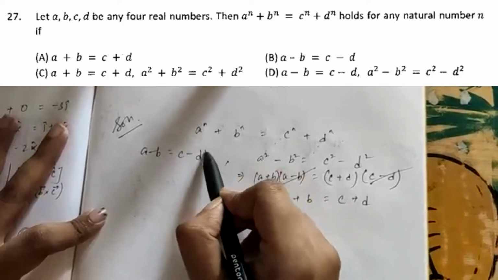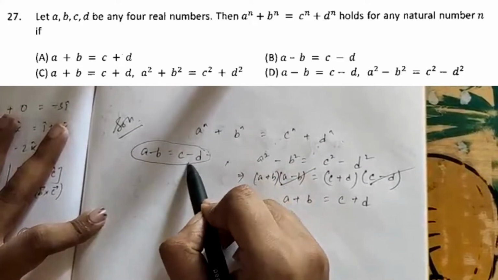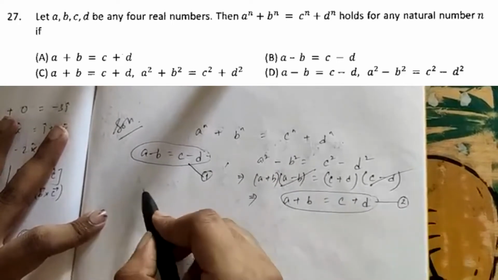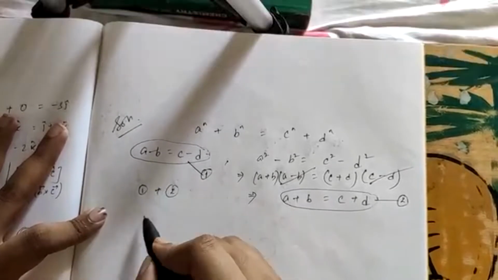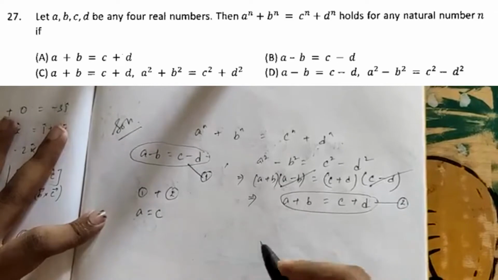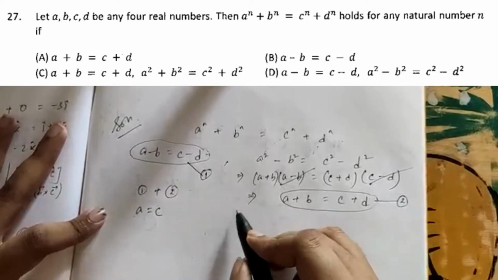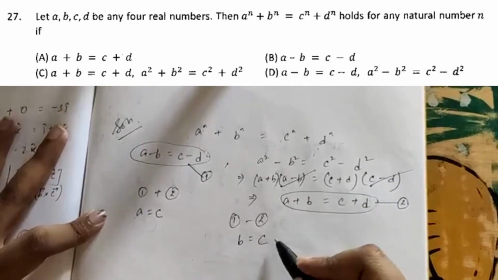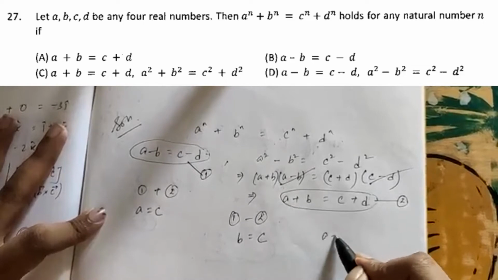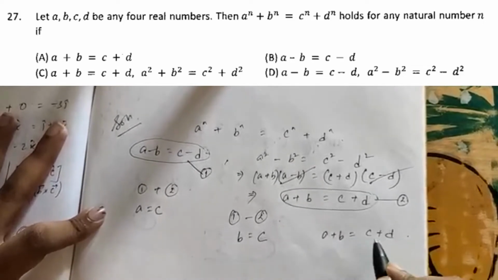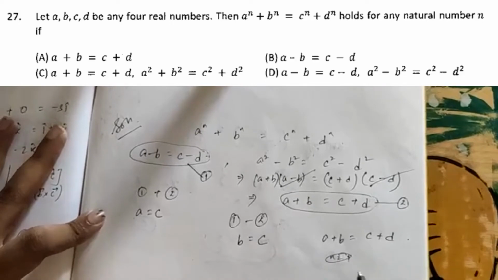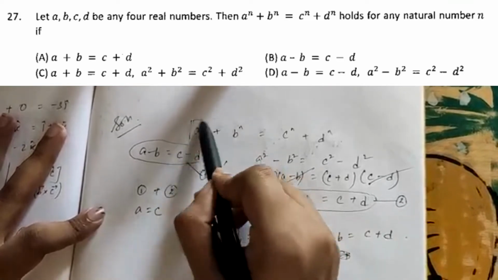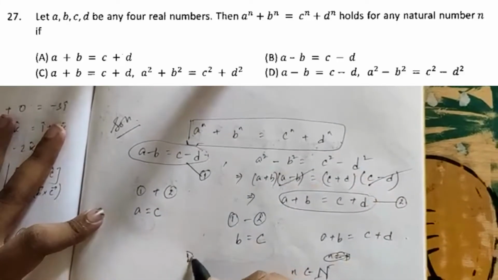Now if I take the first given condition, a minus b equal to c minus d, as 1 and this derived one as 2, if I add equation 1 and 2, then we get that a is equal to c. And if we subtract, equation 1 minus equation 2, then we see that b is equal to d. Therefore a to the power n plus b to the power n is equal to c to the power n plus d to the power n, for n equal to 1 and for any natural number n, this will hold true. So option D is the correct one.